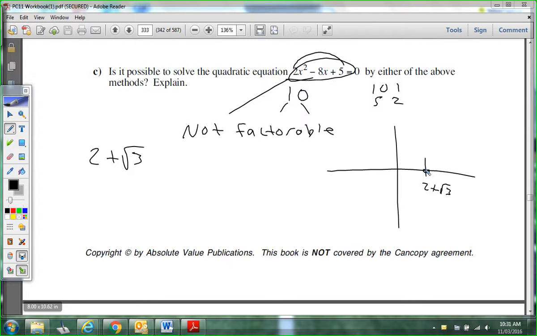So maybe that's where the parabola goes through. It doesn't go through a nice even 4 or 4.5. It goes through 2 plus root 3. And so that's when we want to use the quadratic formula.